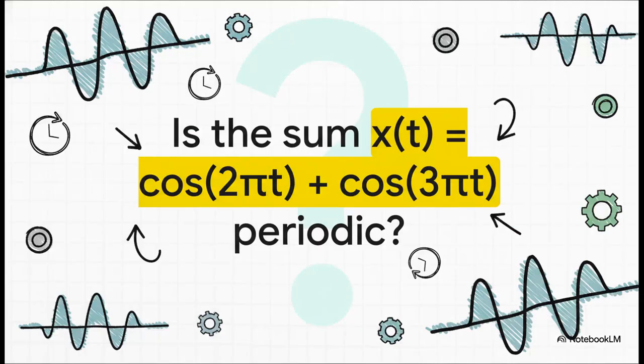Okay, one last example to tie this all together. Let's look at the signal x of t, which is the sum of cosine 2 pi t and cosine 3 pi t. Is the signal periodic? Now remember the steps. You've got to find the individual periods first, and then test their ratio.